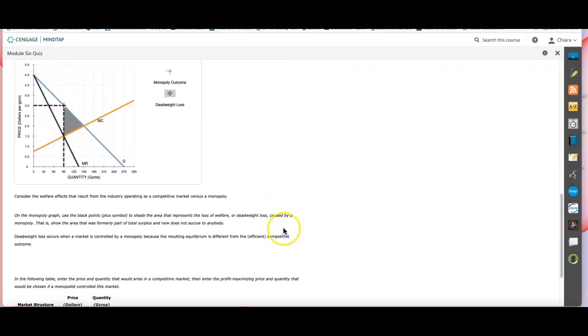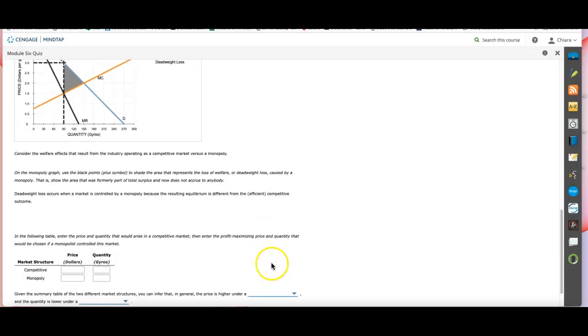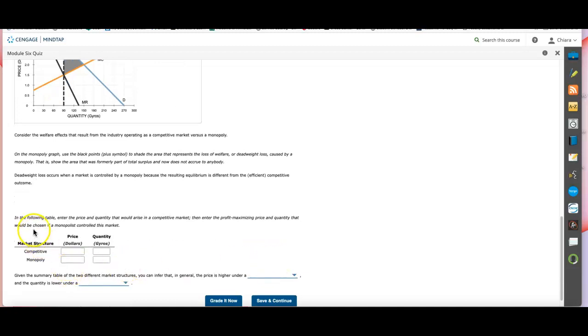So there's going to be less total surplus because of the monopoly. The deadweight loss occurs when a market is controlled by a monopoly because the resulting equilibrium is different from the efficient equilibrium that happens in competitive markets. In the following table, enter the price and the quantity that would arise in a competitive market.